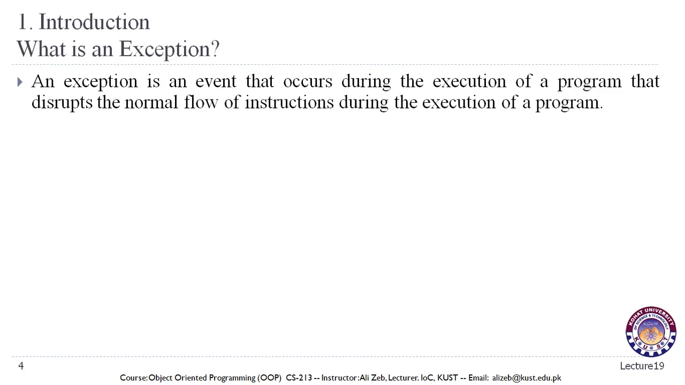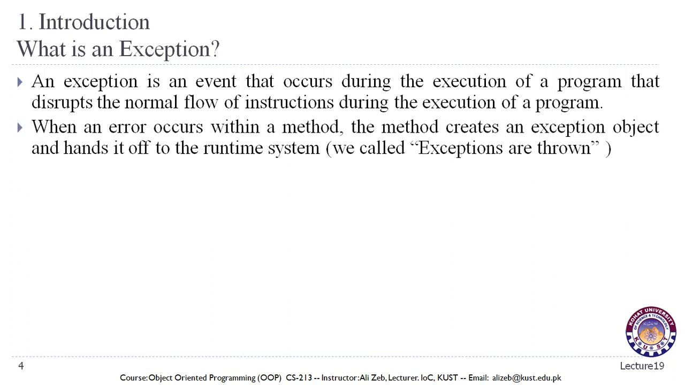What is an exception? An exception is an event that occurs during the execution of a program that disrupts the normal flow of instructions during the execution of a program. An exception and an error is something that we do not expect in the normal flow of our program. That is an error, an exceptional value that we might face during the execution of our program.